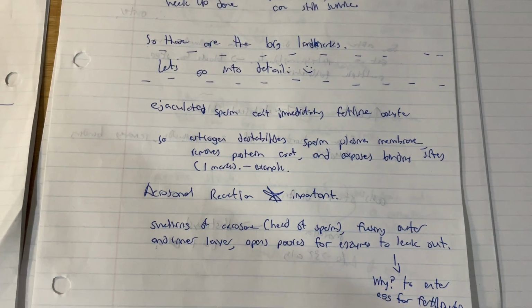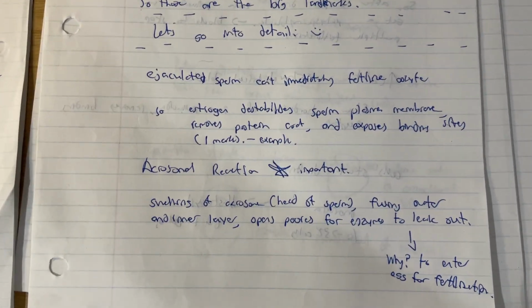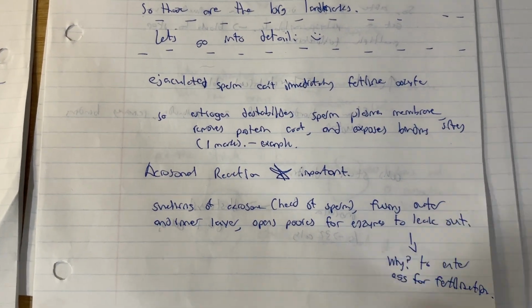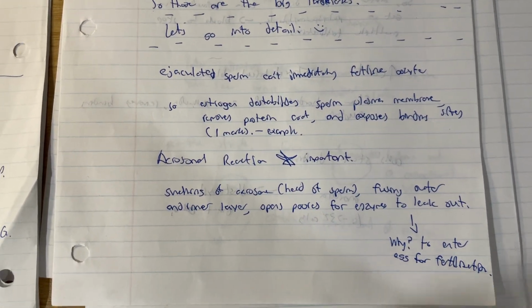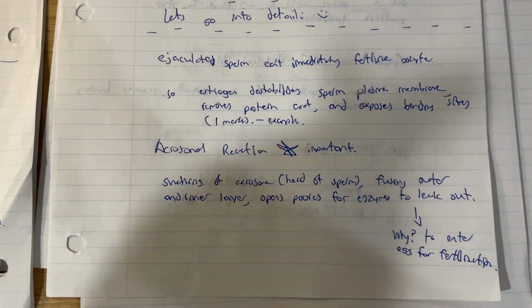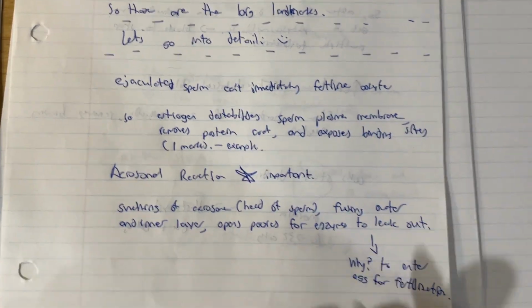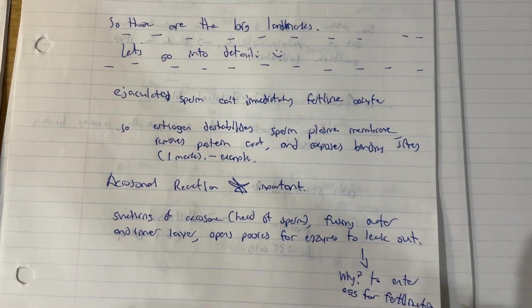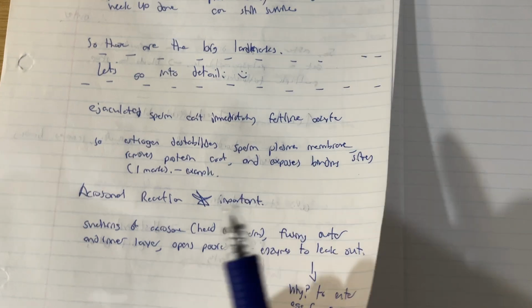Now something that is very important is the acrosomal reaction, and this is essentially how the different enzymes are released to break down the zona pellucida and corona radiata. What ends up happening is that we have the swelling of the acrosomal layer, and the outer and inner layer fuse. This is what opens the pores for the enzymes to leak out. And like I said, it's important for fertilization so we can break through the corona radiata and zona pellucida, which surround the egg.